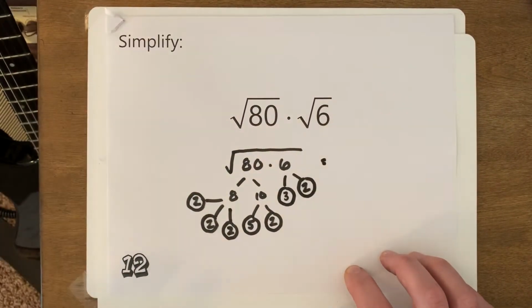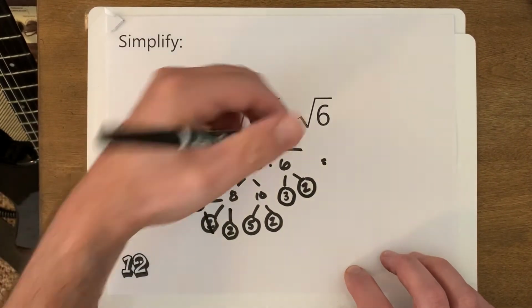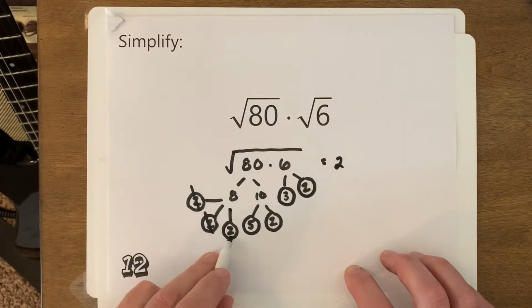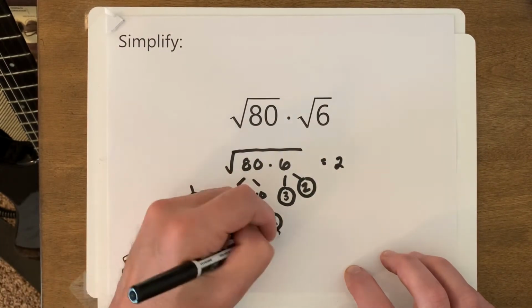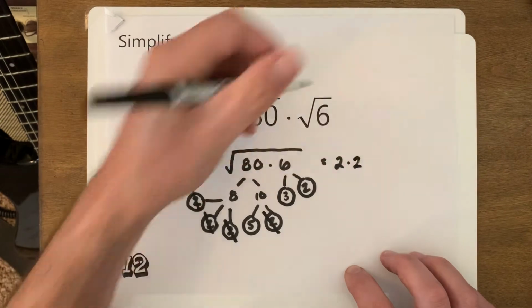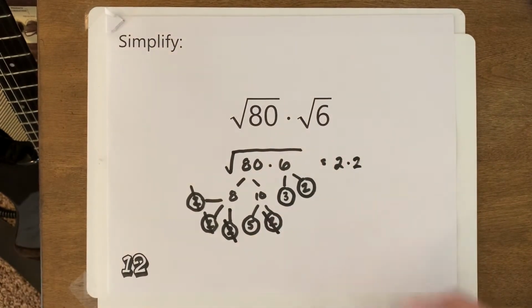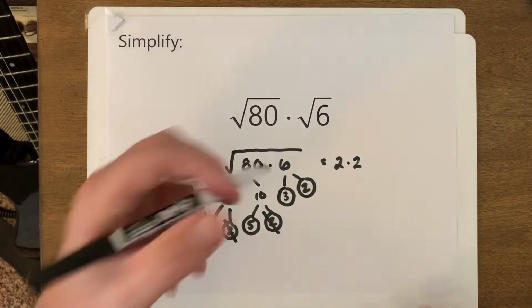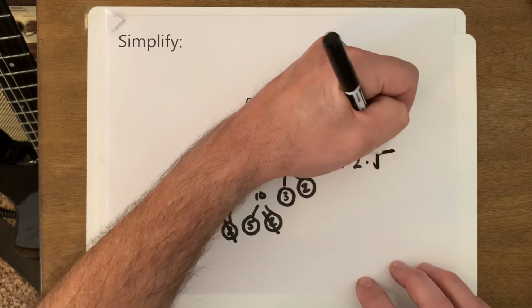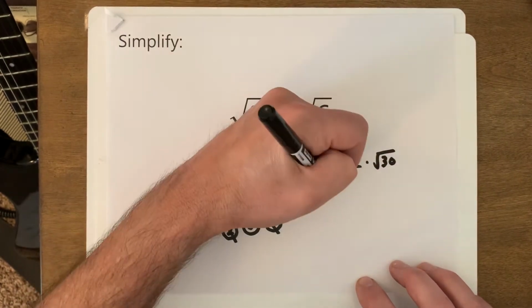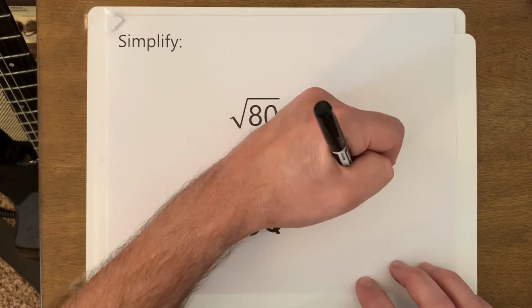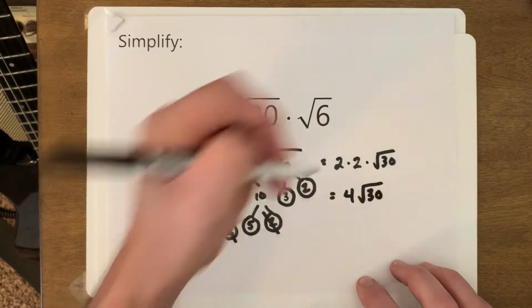It is a square root, so I have a pair of 2s. I've got another pair of 2s. I've got a 5, a 3, and a 2 now sitting there. The 5, the 3, and the 2 have no pairs. So 5 times 3 is 15, times 2 is 30. So I'm thinking it's going to be the square root of 30. So I'm going to assume that we have 4 root 30 as our final answer.